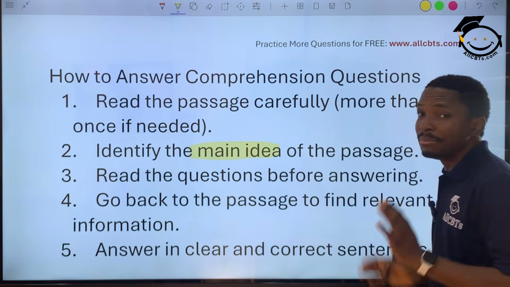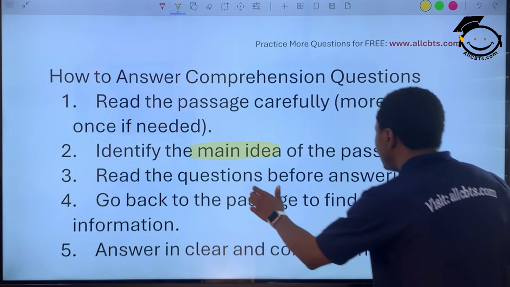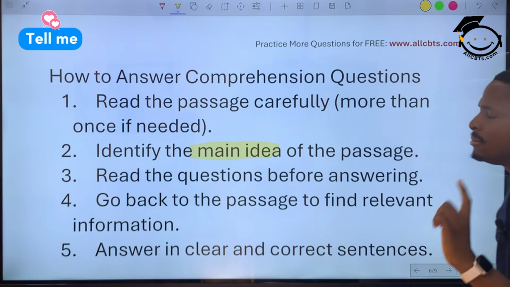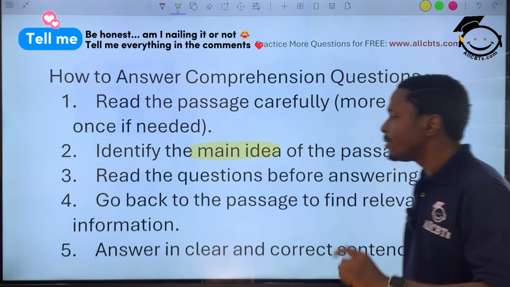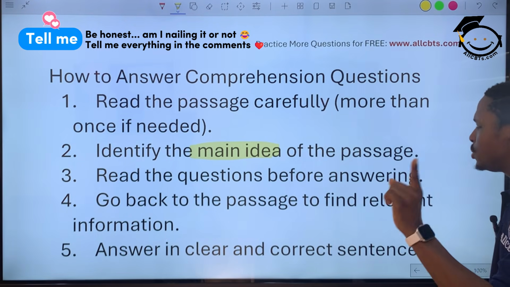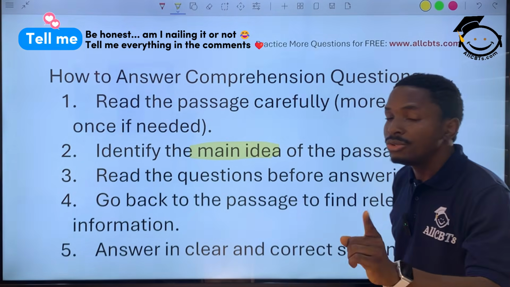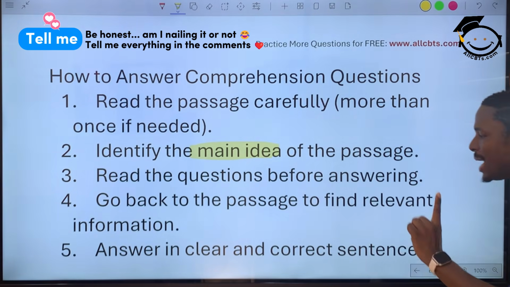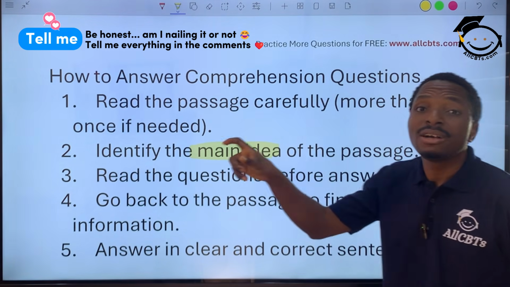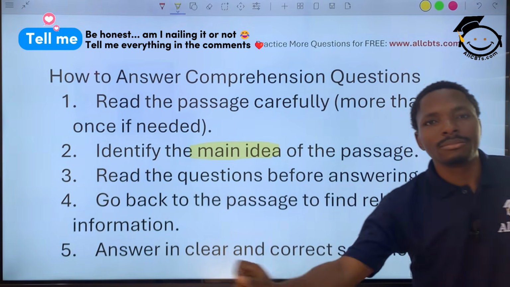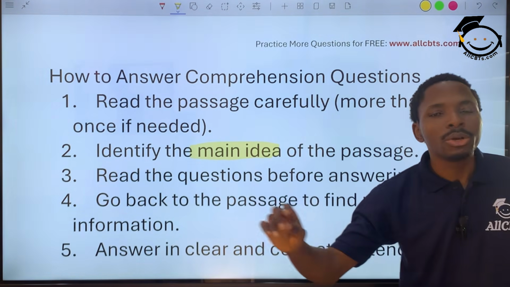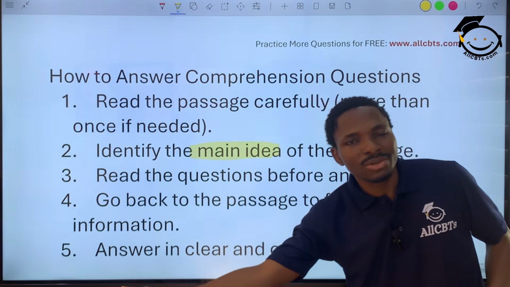In brief. 3. Read the questions first before answering. If possible, read all the questions. 4. Go back to the passage. You see the steps now. Go back to the passage to find the relevant information. And if you have a pencil, begin to mark them. So that will save you a lot of time when you're answering the questions.